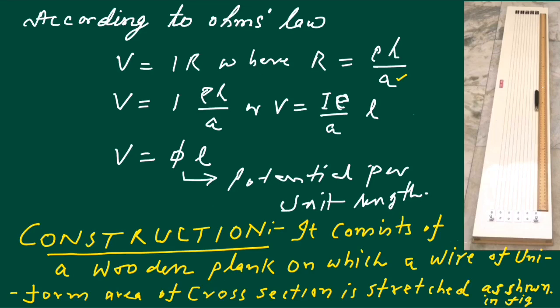Now the construction. It consists of a wooden plank on which a wire of uniform area of cross section is stretched as shown in figure. This is the figure, and here the 2 points are there. This is point A, this is point B, and a wire of uniform area of cross section is stretched between these 2 points, and a meter scale is also fixed on it. A jockey is placed here. This is the jockey. This is all about the principle and construction of the potentiometer.